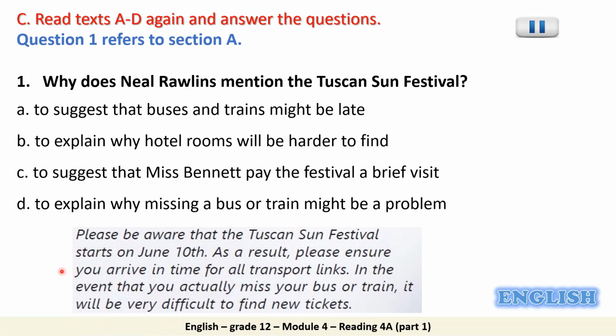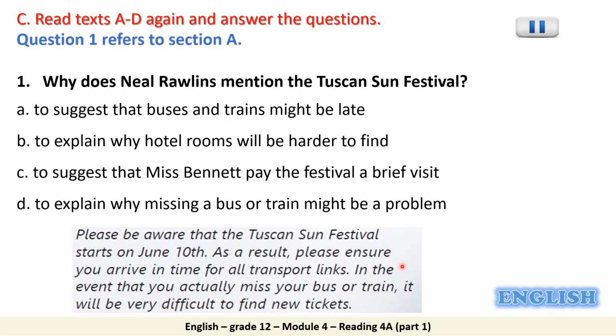Well, this extract will help you answer question 1. The question is asking you about the reason Neil mentions the Tuscan Sun Festival. So here we have the Tuscan Sun Festival. As a result, so there is a relation between this sentence and the sentence that follows.